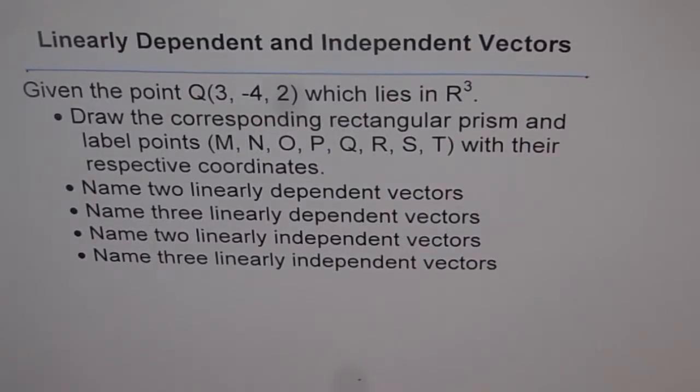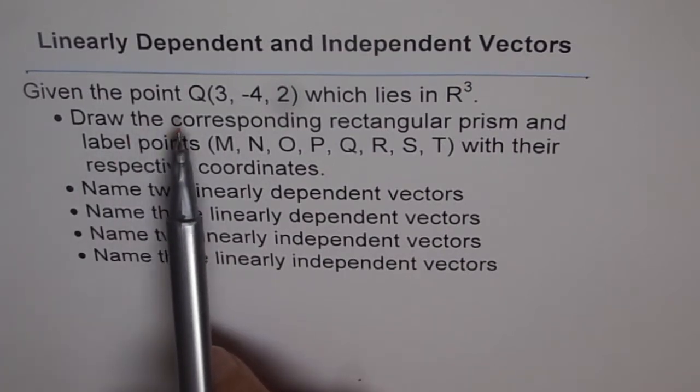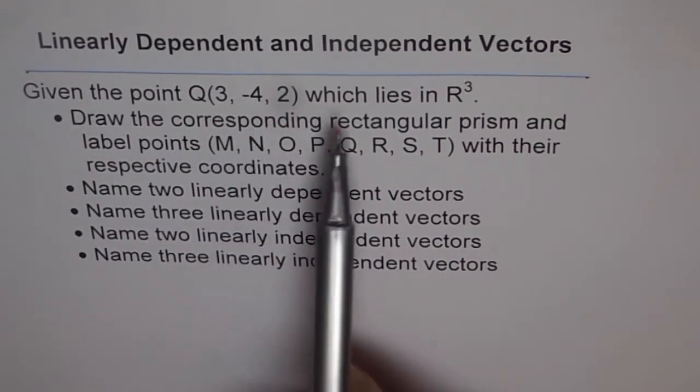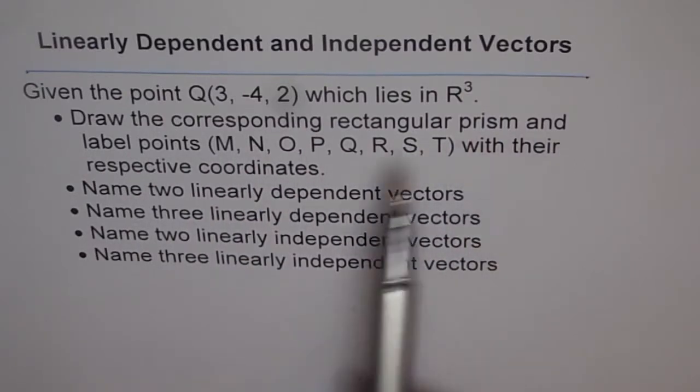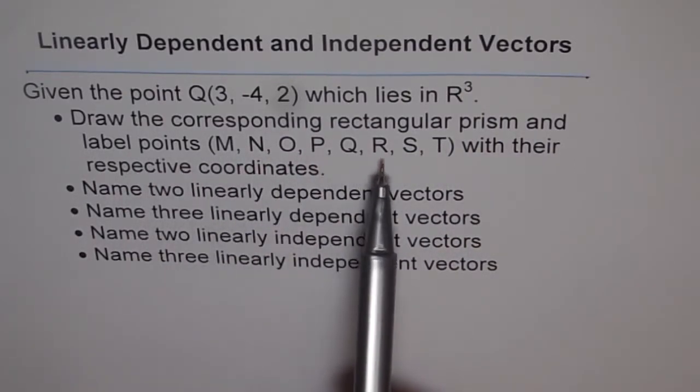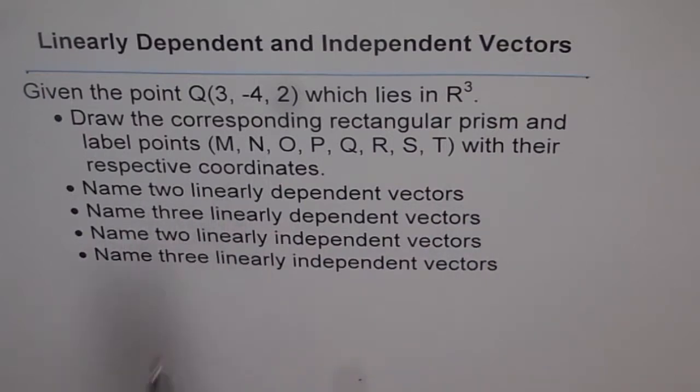Linearly dependent and independent vectors. The question here is, given the point Q, (3, -4, 2), which lies in R3, draw the corresponding rectangular prism and label points M, N, O, P, Q, R, S, T with their respective coordinates.